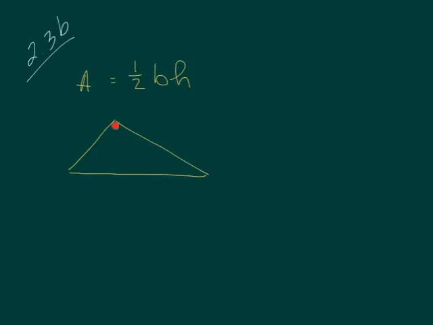And it has to be what they call a perpendicular line, meaning that the line from the base to the top has to form a 90-degree angle, or what they call a right angle. The height of this triangle is not this length, nor is it this length. It's this white dotted line right there. That's the height.